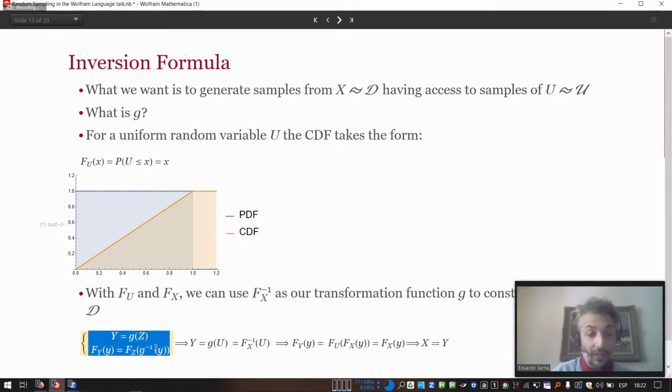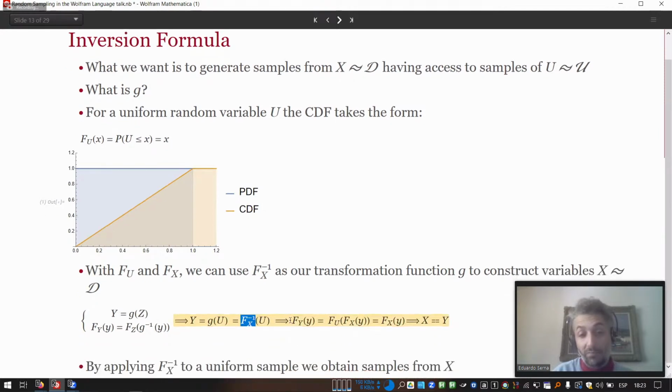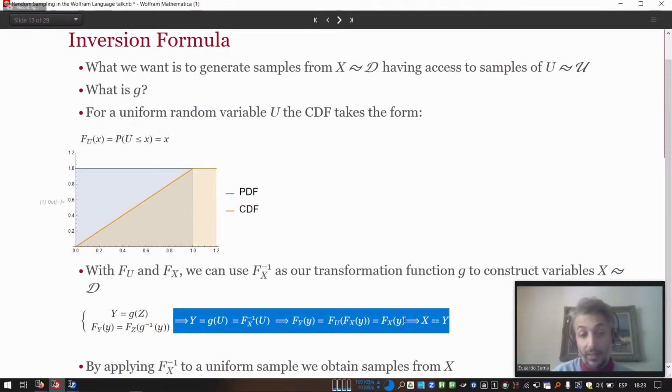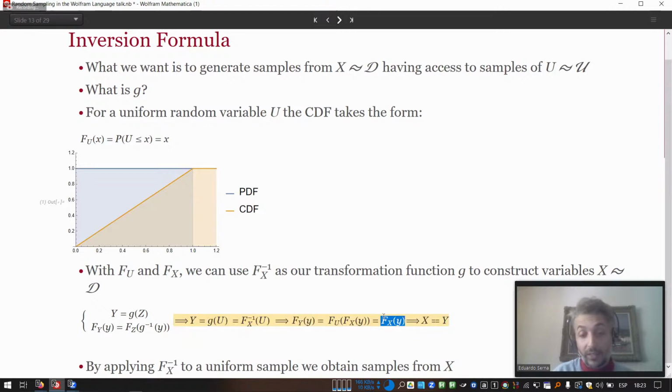So here this is the formula I used before for transforming functions, and we just replace z here with u, g with F minus 1 of x, and we substitute and we get that the CDF of y is indeed the CDF of x. So x and y have the same distribution. This means that by applying the inverse of the CDF of x to a uniform sample, we obtain samples from x, which is what we wanted.